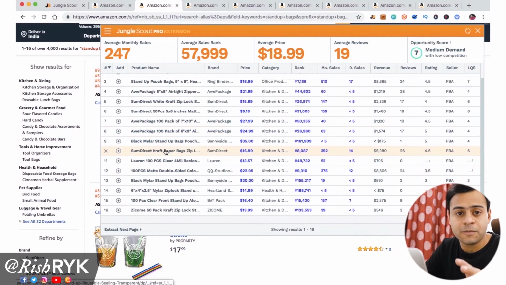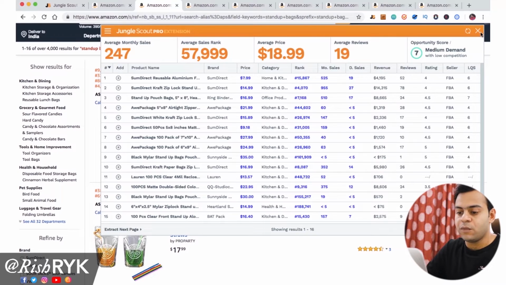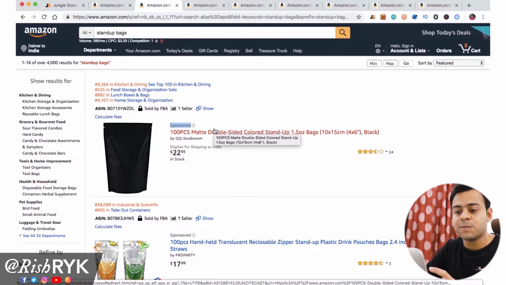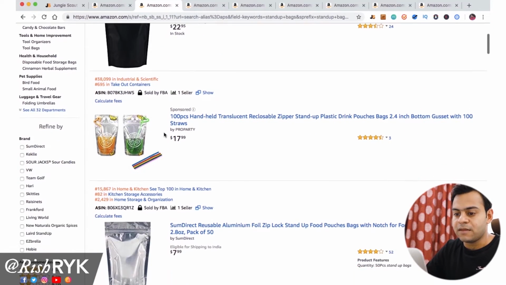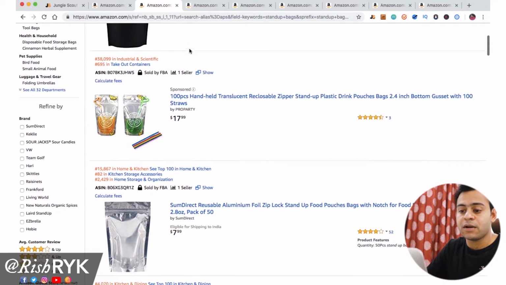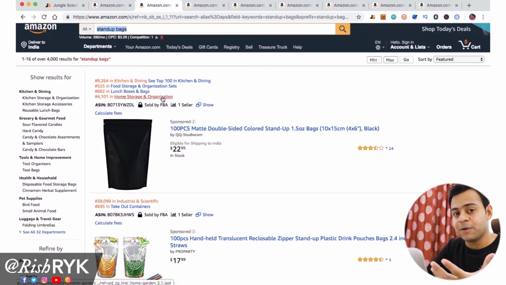Now, I'm not talking about the sponsored products, which are the ones you see over here. For example, the first one over here is sponsored. Basically, it's an ad that Amazon is putting up on the screen for this particular keyword. The second one is also an ad. There are sellers just like yourself who are running ads to show their product on this page for this particular keyword.